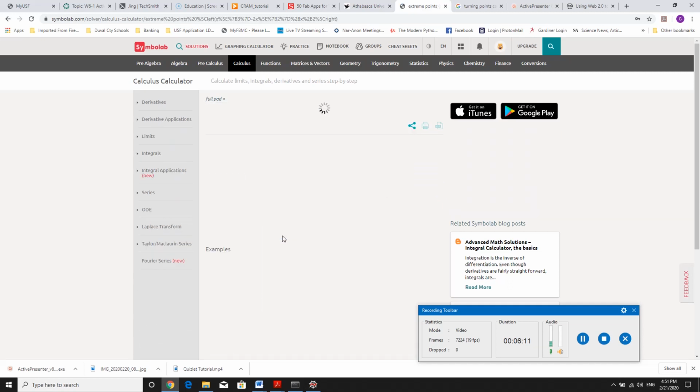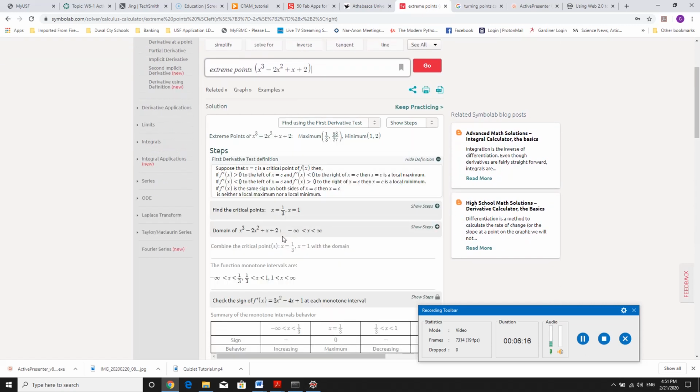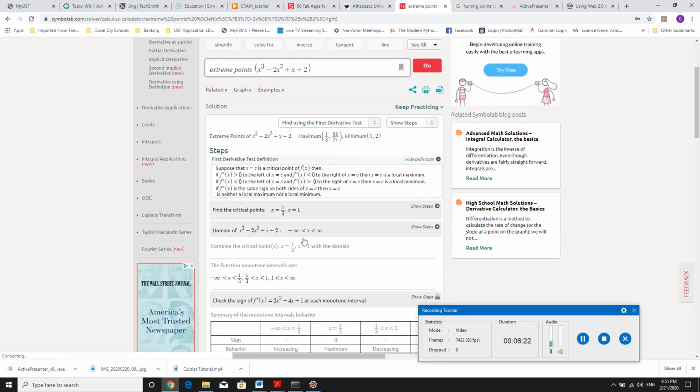And it will go through a fairly lengthy process of checking signs. It'll take your first derivative and check its sign, where the sign of the first derivative changes from negative to positive or positive to negative. That's where you're going to have either a local maximum or a local minimum.